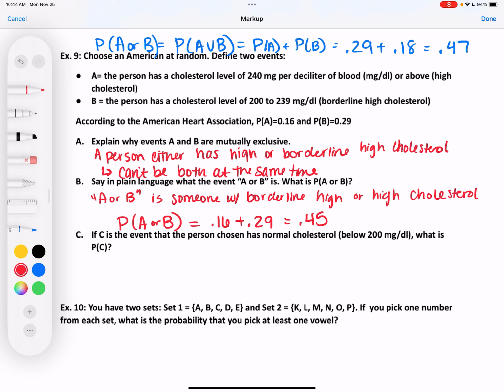So then, if C is the event that a person chosen has normal cholesterol, which is below 200 milligrams per deciliter, what is P of C? Would it just be 55? Because you're just doing 1 minus. Okay. Yep, exactly. So I'm going to write it out, but yes. So P of C is 1 minus the probability of A or B, which is 1 minus 0.45. So the probability of C is equal to 0.55. So, yes. Some of it's kind of common sense, but I'm just trying to write down the formulas for actually how we get there in case you go back and you're like, how did I get this number?